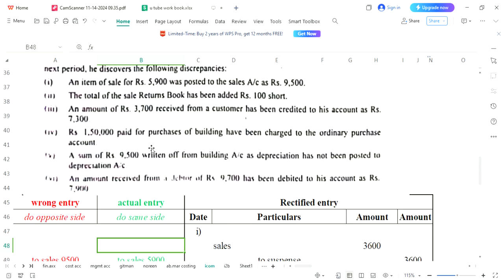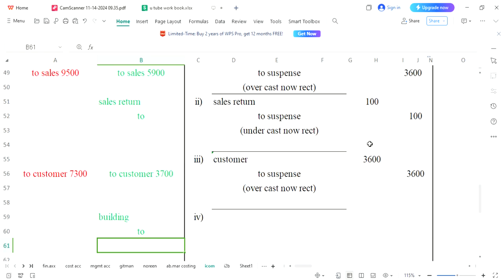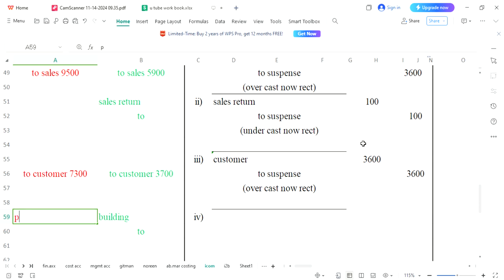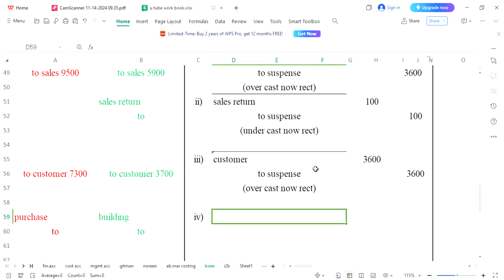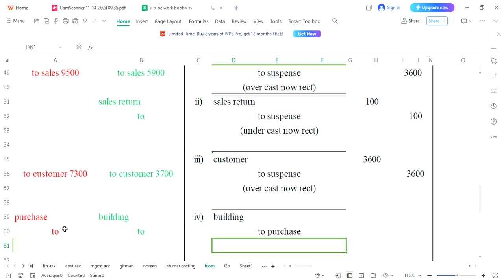And then what we have done, it has been charged to ordinary purchase. So the building was purchased, but they have posted it in purchase. As usual, the building needed to be written. We have not written it. To rectify it, we will write it. And purchase was not supposed to be written. To cancel its effect, we will write it on the opposite side. If green would be written on the same side, red would be written on the opposite side.